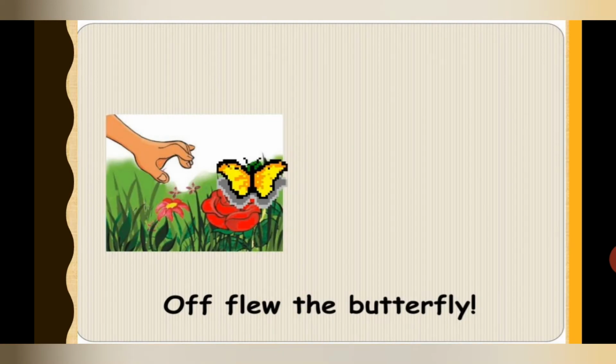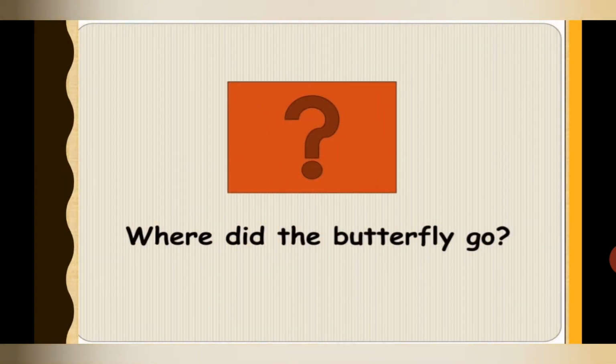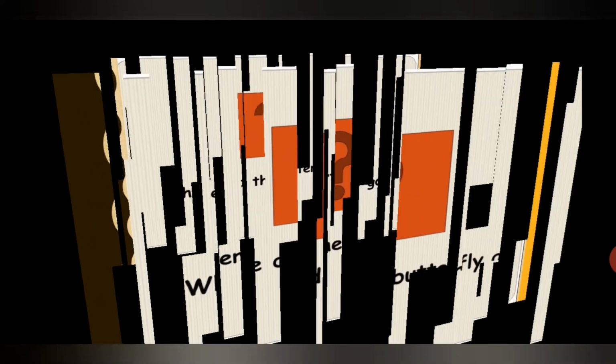Off flew the butterfly. But what happens when he went near to the butterfly? That butterfly flew away. Off flew the butterfly. Where did the butterfly go? Now Sonu was thinking, where did that butterfly go? Then what happens?